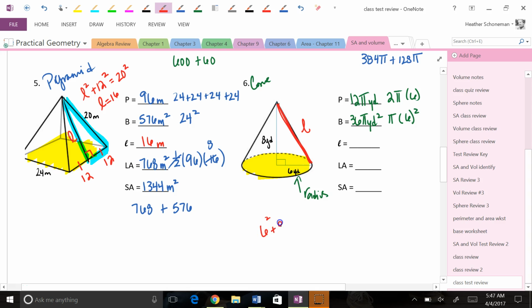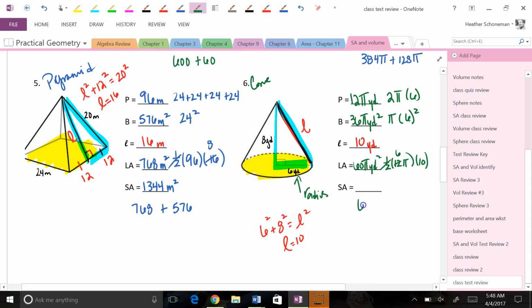So you have 6 squared plus 8 squared equals slant height squared. You can't see it. This is the triangle that I'm using. Okay, pause this video and figure out what the slant height is. Slant height should be 10. So the lateral area, just like a pyramid, because they have one base, it's going to be 1/2 perimeter times your slant height. So that's going to be 60 pi yards squared.